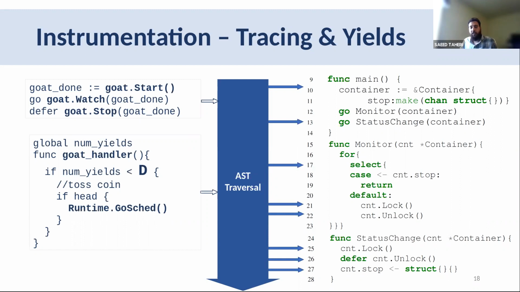Runtime.gosketch pushes the current Goroutine into the tail of the global queue of runnable Goroutines, allowing all other available Goroutines to execute first. And D equals 0 over here means no schedule perturbation.